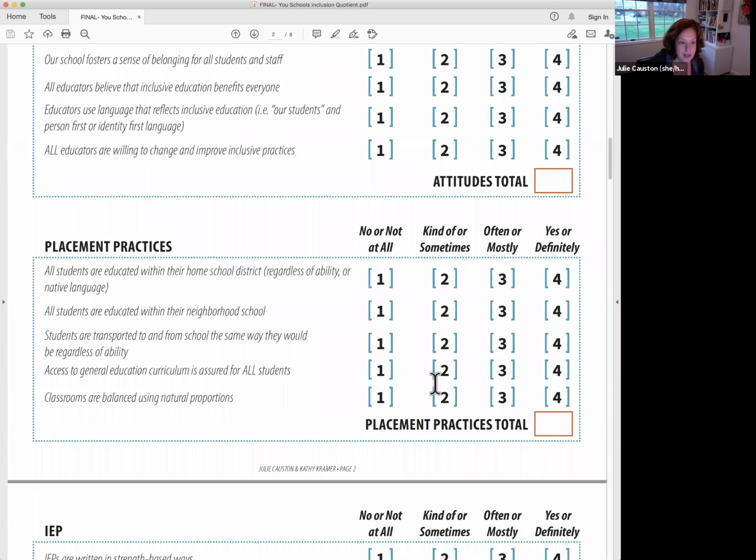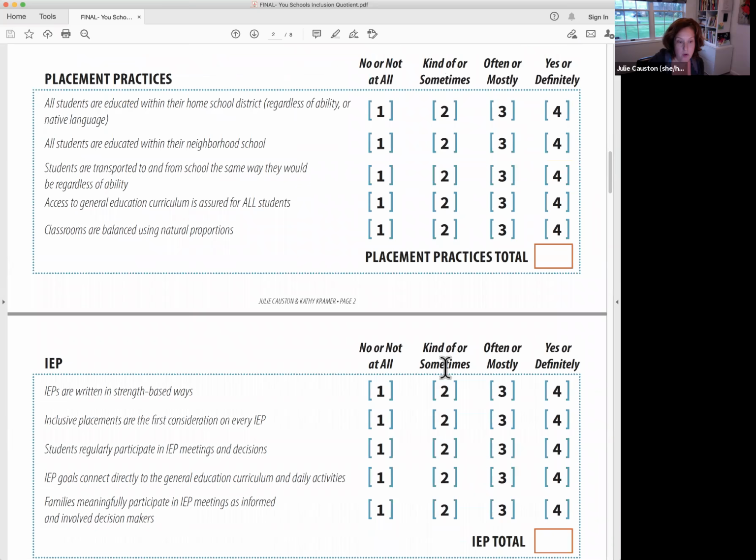Placement practices, an example of that might be the second one, all students are educated within their neighborhood school. What that means is in your school setting, no child is sent to a different school because of their disability. They all attend the school that they would attend if they didn't have a disability. So this would mean you don't have a program or a place for kids with autism or kids with emotional behavioral disorders, et cetera. If that were true, you'd give yourself a 4.